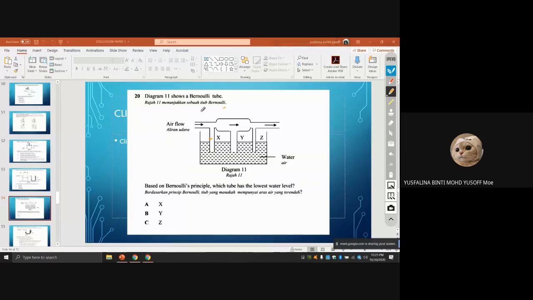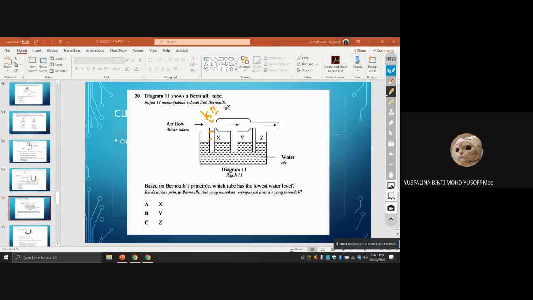Okay. So at this one the velocity is high, pressure is lower, right? So when the pressure is lower here, the water can rise up, because the low pressure will not push the water from going up. So this one should be right.